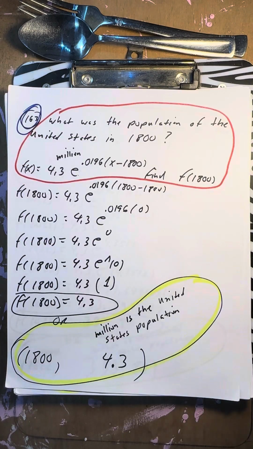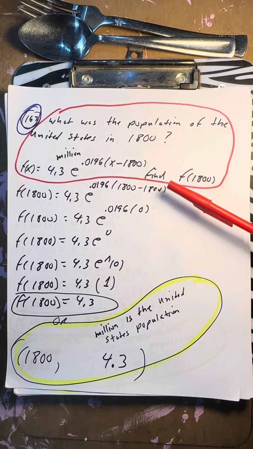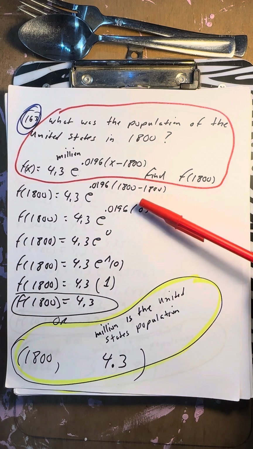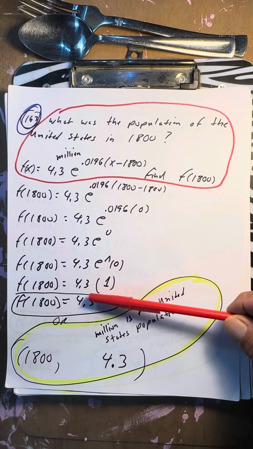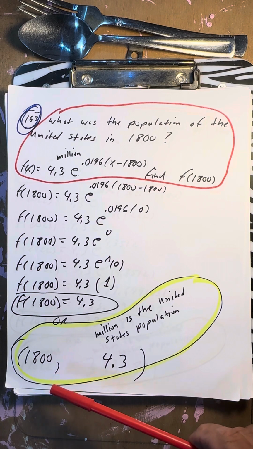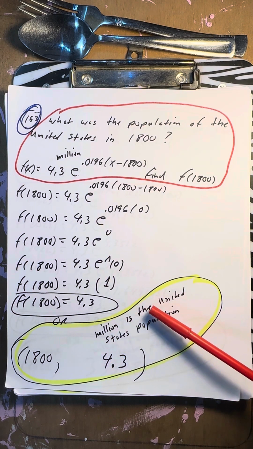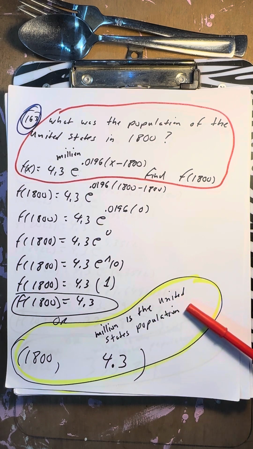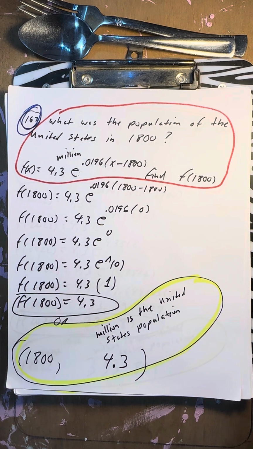What was the population of the United States in 1800? Again, here's a function. Put the 1800 in there, f of 1800. So 1800 minus 1800 is 0. 0 times that is 0. E to the power 0, that's a 1. That's going to be 4.3. But this is in millions. See the million? So in 1800, there were 4.3 million people in the population of the United States. Okay, remember this is in millions.